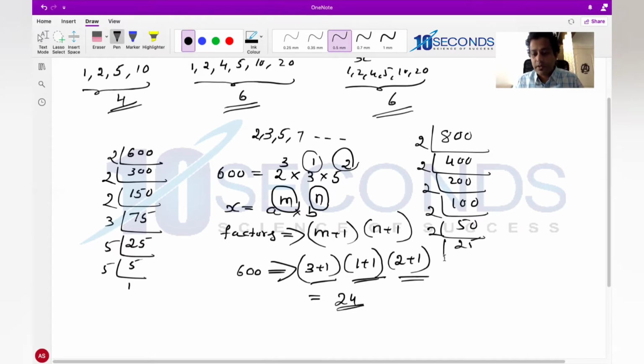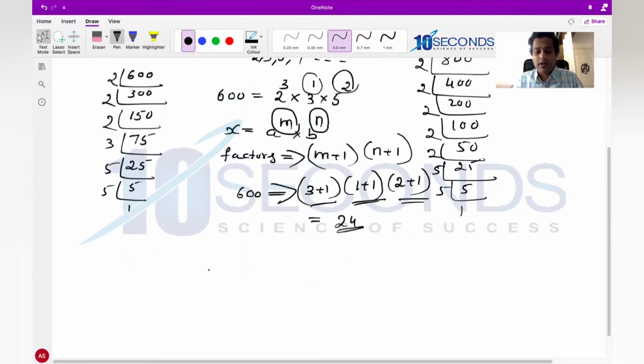Let me continue. Next, is that divisible by 3? No. Is that divisible by 5? Yes. Okay, so let me write now. 800 equals 2 to the power of 5, since 2 is there 1, 2, 3, 4, 5 times. All right, 2 power 5. 5 is there 1, 2 times. All right, 5 power 2.